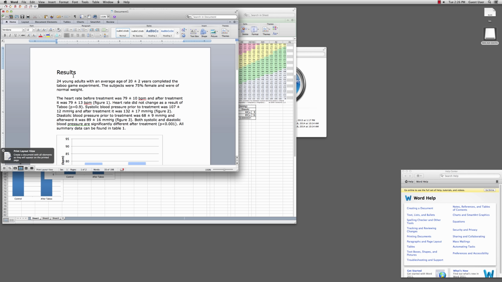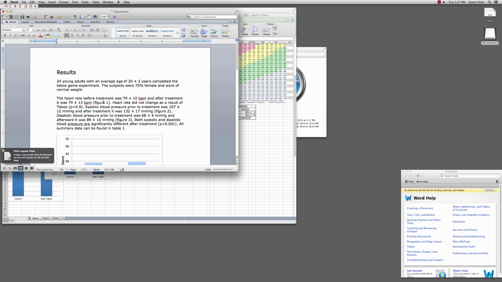Alright guys, results. 24 young adults with an average age of 20 plus or minus 2 years completed the taboo game experiment. Subjects were 75% female and were of normal weight. The heart rate before treatment was 79 plus or minus 10 beats per minute, and after treatment was 79 plus or minus 13 beats per minute, figure 1. Heart rate did not change as a result of taboo, p equals 0.09. Systolic blood pressure prior to treatment was... You get the picture. Alright, I've got everything in here.